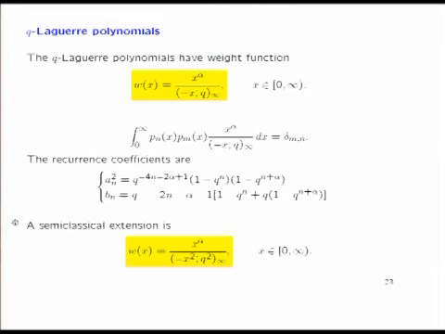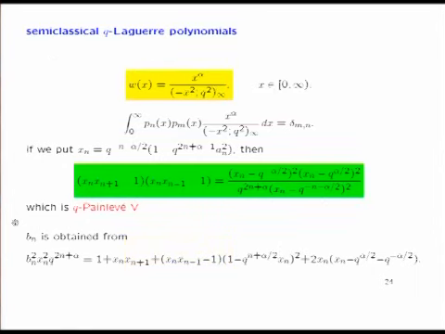So again, we do the same trick. We replace x by x squared to get some semi-classical extension. And with this transformation over here, instead of looking at a_n, I'm looking at this simple function of a_n. I call that x_n. You get this equation over here.